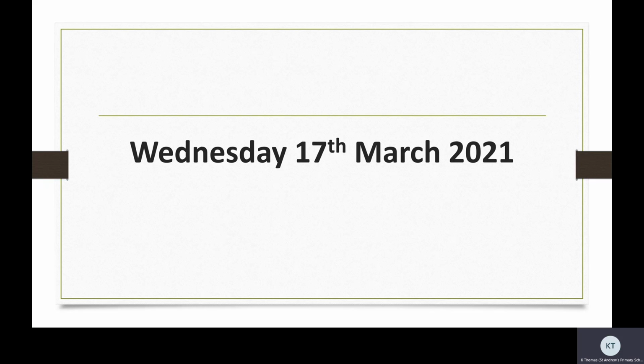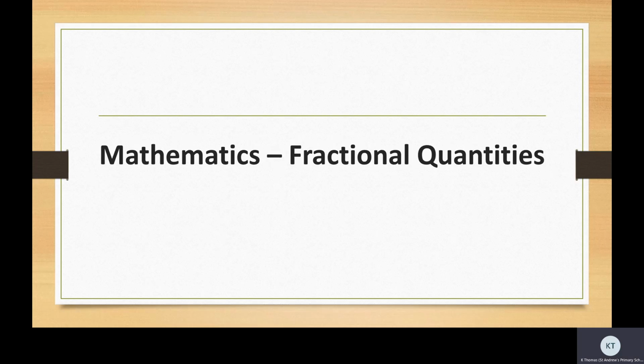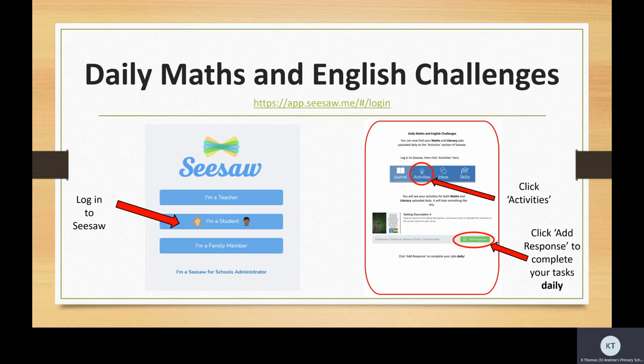I'm going to be taking you through today's maths task, fractional quantities. Let me just remind you of where to find your daily maths and English challenges and where to respond. First, log into Seesaw. Then, click on Activities. That can be found with a light bulb icon. Then you will see your maths and English tasks. Click on the green Add Response button to add your work into this folder for your teachers. It's important that you log on to Seesaw daily.